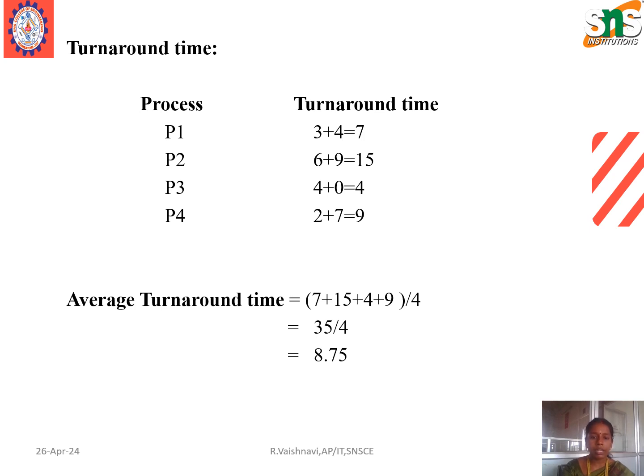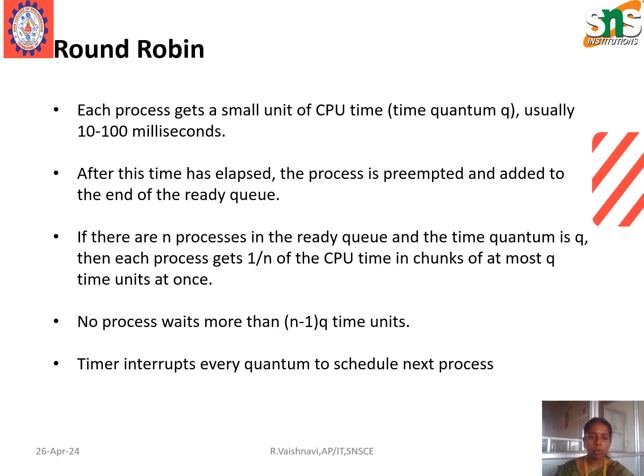For calculating the average turnaround time, we have to add these 4 values and divide by 4. So 7 plus 15 plus 4 plus 9 divided by 4 is equal to 35 divided by 4, that is 8.75. Next one, round robin.